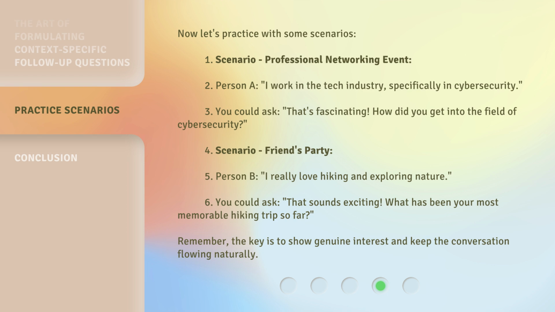4. Scenario: friend's party. 5. Person B: I really love hiking and exploring nature. 6. You could ask, that sounds exciting. What has been your most memorable hiking trip so far? Remember, the key is to show genuine interest and keep the conversation flowing naturally.